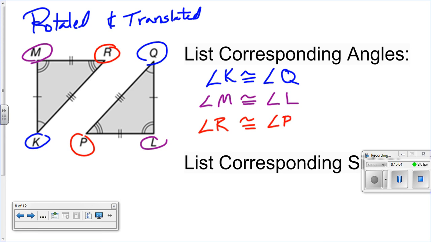Now just so that you know, I'm writing this kind of in shorthand here, but there is another way you could write these. You could have said angle MRK is congruent to, I'd have to stay with the same letters on the other triangle, in other words the same order, so it'd have to be LPQ.